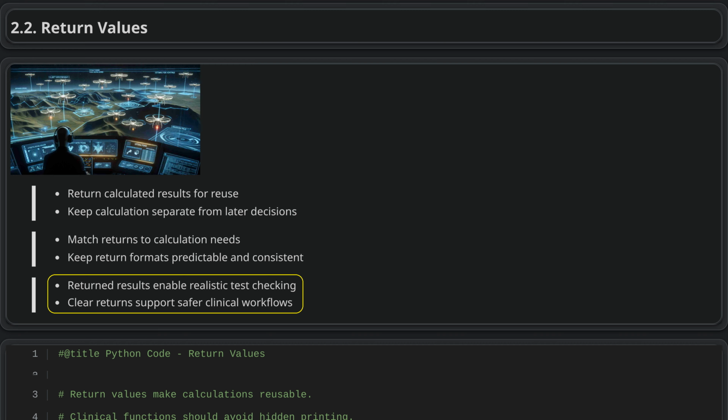This makes it easier to catch errors, support documentation, and trust the calculations during revisions. In clinical applications, where small mistakes can matter, clear return values help make functions reliable parts of larger tools such as medication screening or health record summaries.